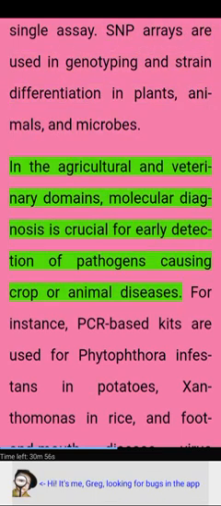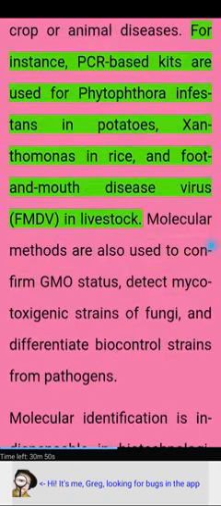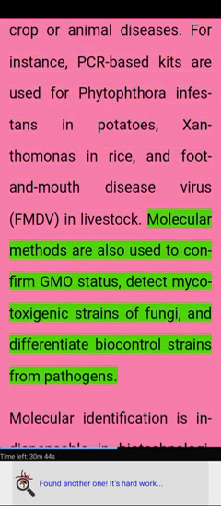In the agricultural and veterinary domains, molecular diagnosis is crucial for early detection of pathogens causing crop or animal diseases. For instance, PCR-based kits are used for Phytophthora infestans in potatoes, Xanthomonas in rice, and foot-and-mouth disease virus (FMDV) in livestock. Molecular methods are also used to confirm GMO status, detect mycotoxigenic strains of fungi, and differentiate biocontrol strains from pathogens.